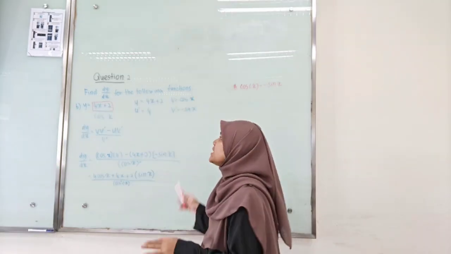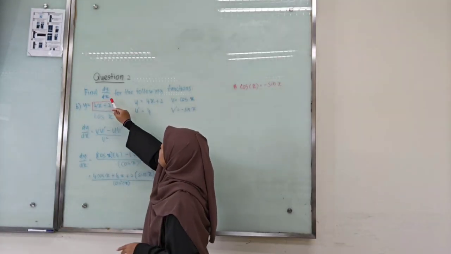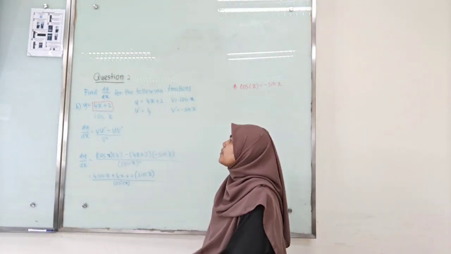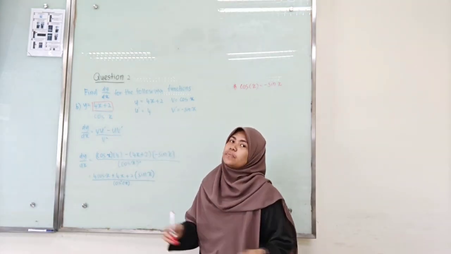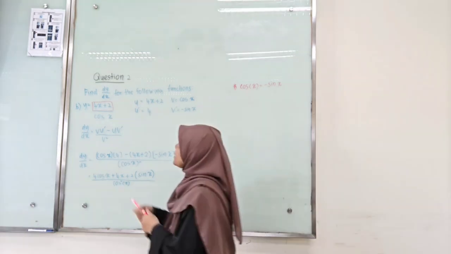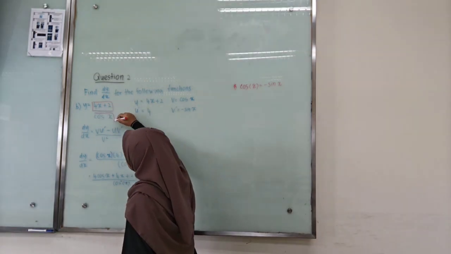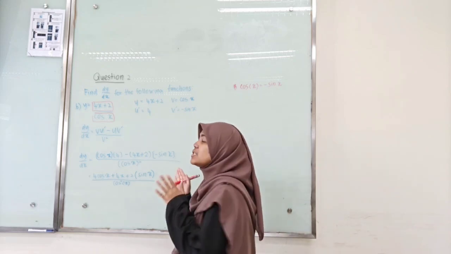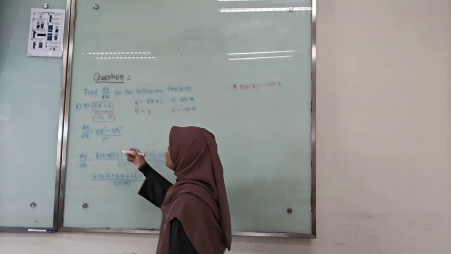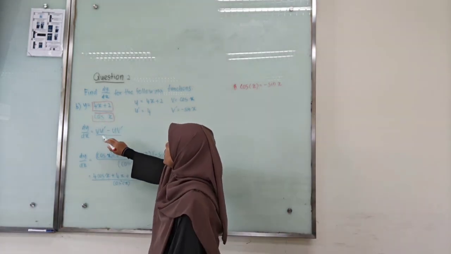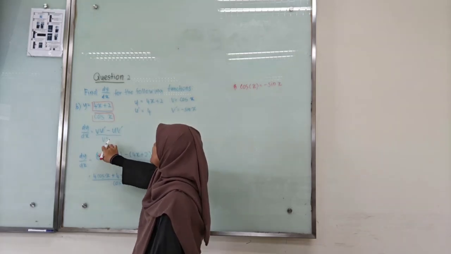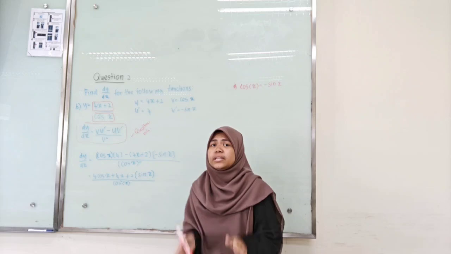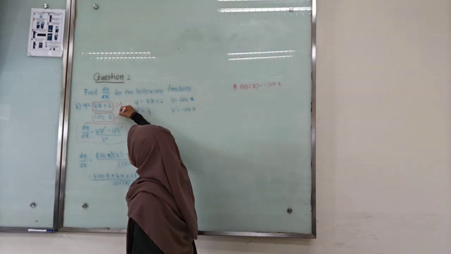Okay, now let's move on to question 2b. The question is: find dy over dx for the following function, y equals (4x plus 2) over cos x. Actually this is different from A. We also have two parts, but part number 1 is this and part number 2 is this. In this situation, we can use the quotient rule. The formula is dy over dx equals (vu' minus uv') over v squared. Again, you need to know that this is u and this is v.